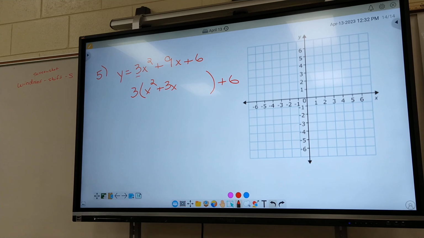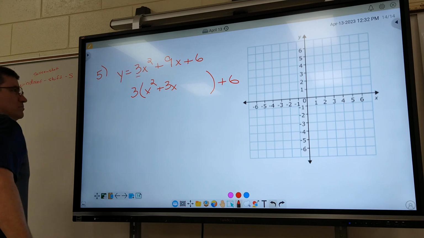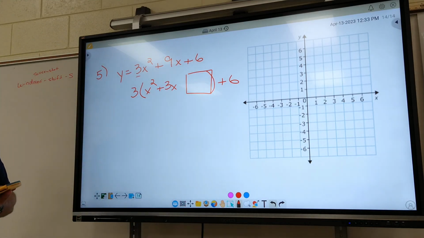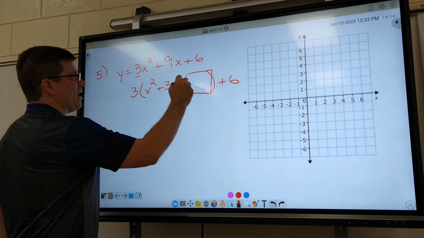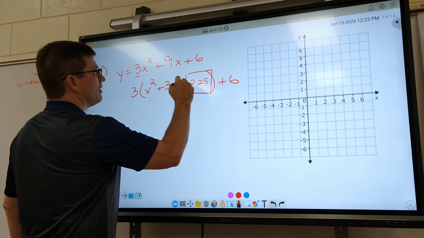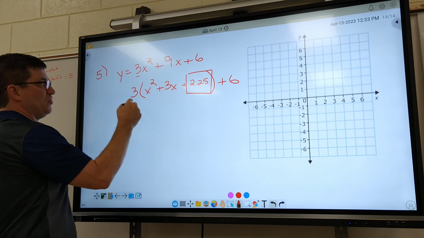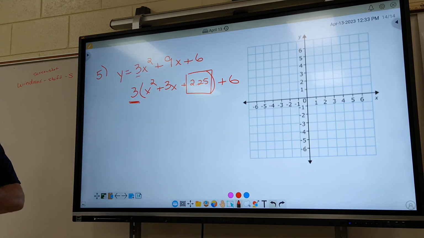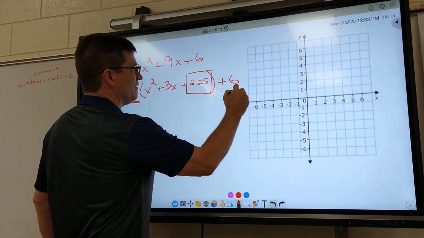Now you find out what goes in the box. We're hearing some different things. All right, so what goes right here in the box? Half of 3 is 1.5. 1.5 squared. I didn't square it. 1.5 squared is 2.25 here. Now what goes out there? You got to do 3 times 2.25, and it'll be minus 6.75.